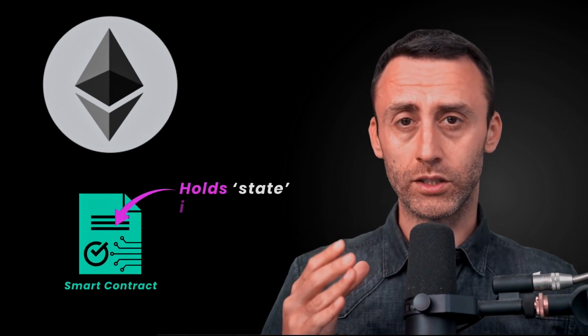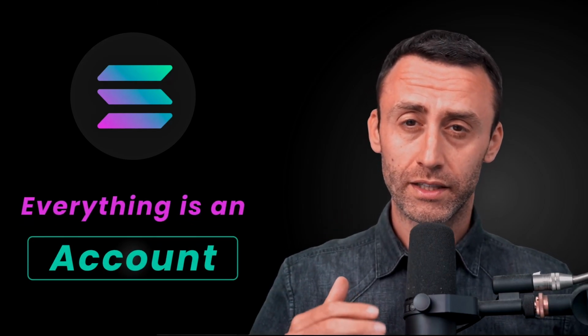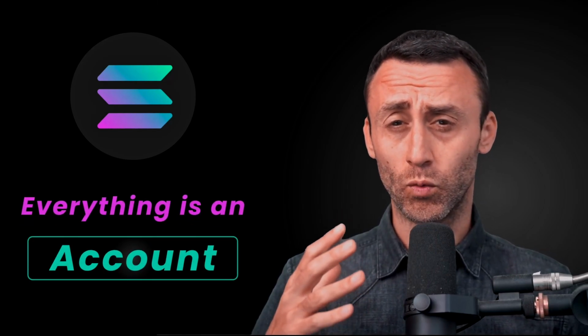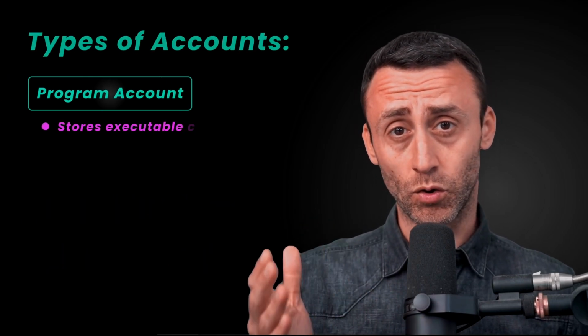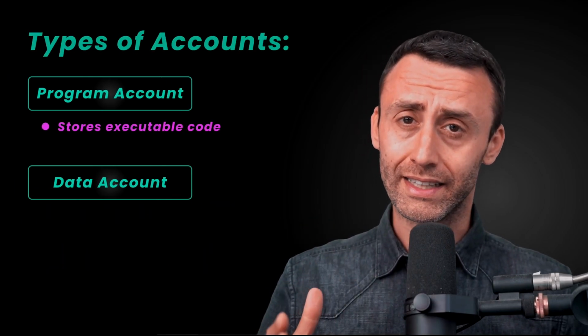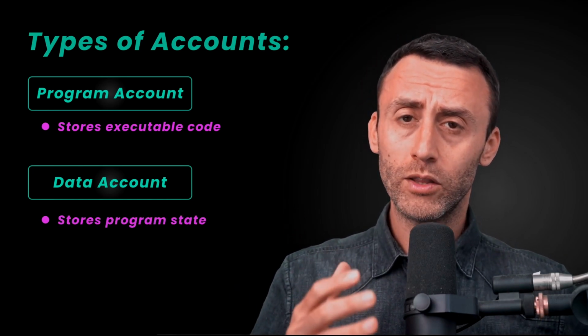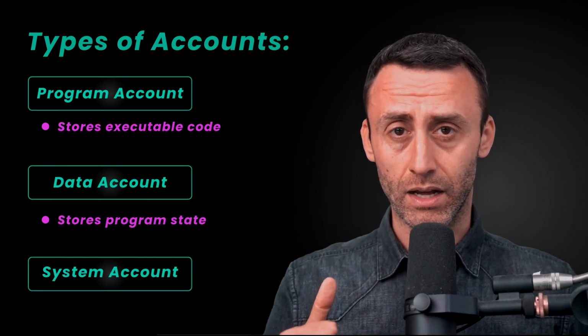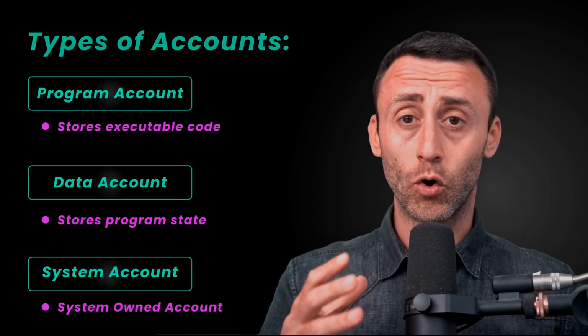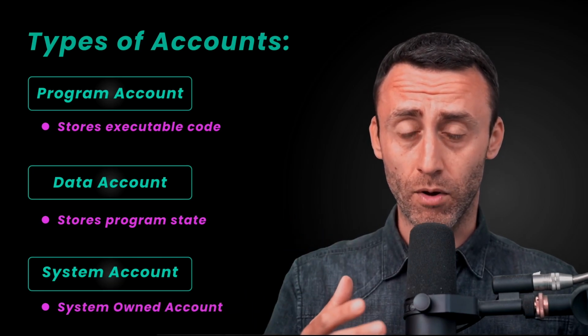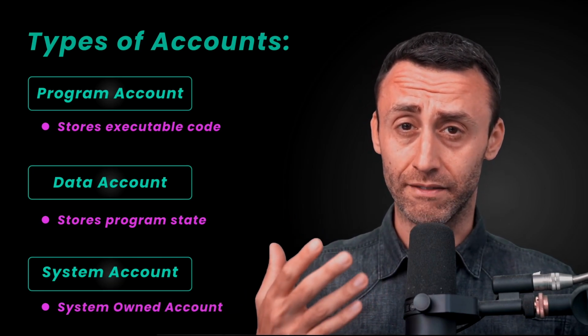Unlike Ethereum, where a smart contract can hold its own state internally, Solana takes a very different approach. Everything is an account. There are a few types of accounts you will work with in Solana. Program accounts, these store executable code, and data accounts. These are used to store program state. You might also hear about system accounts. These refer to accounts owned by the system program, one of Solana's built-in native programs.